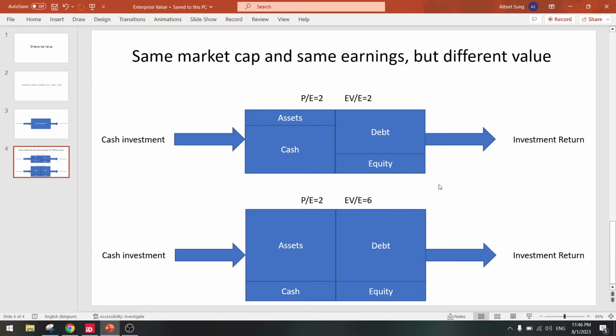Which one would you buy? Of course, you would buy the first company instead of the second company. Even though the PEs are the same, this one has much more debt to pay off. And this one is, of course, a better deal because the debt is already erased with the cash. So that's the importance of looking at enterprise value to earnings. Don't just use the price to earnings ratio.